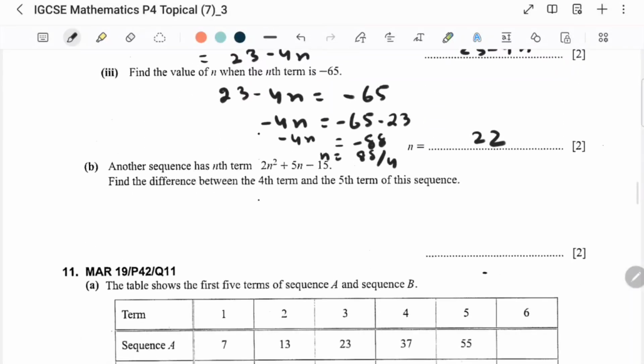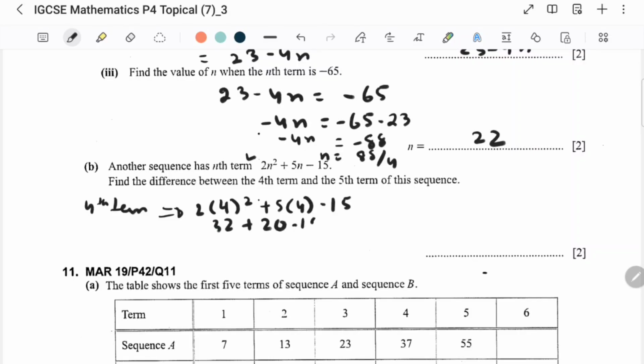Another sequence has nth term 2n square plus 5n minus 15. Find the difference between the fourth and the fifth term. So for the fourth term, n is equal to 4. Just put 4 in the sequence: 2 times 4 square plus 5 times 4 minus 15. Find the value: 16 times 2 is 32, plus 20 minus 15. 52 minus 15 is 37.